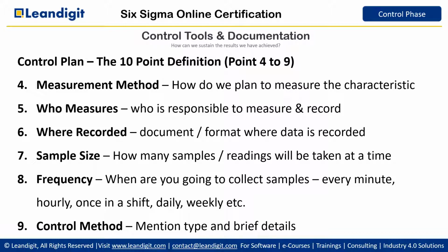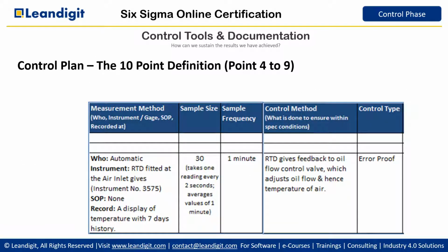And then defining the control method. That means the method of controlling, if the characteristic has to be maintained in the given operating range. Let us take an example.